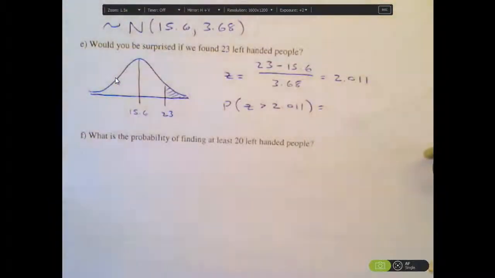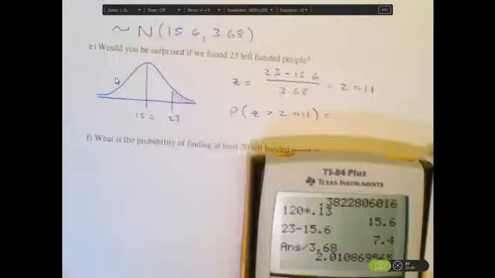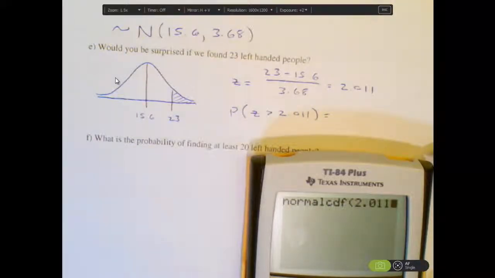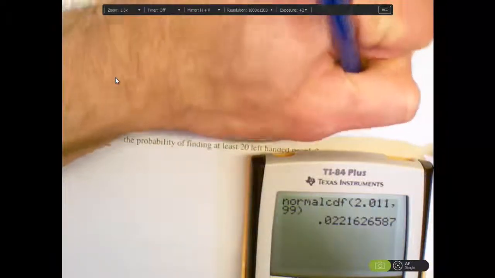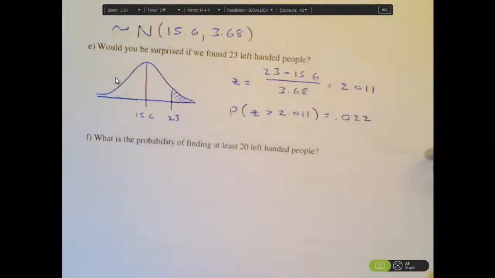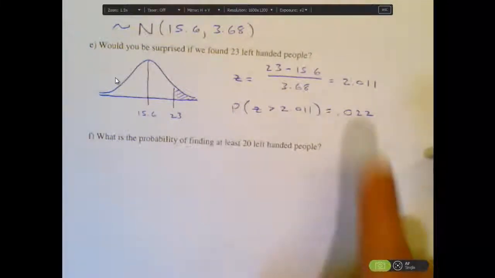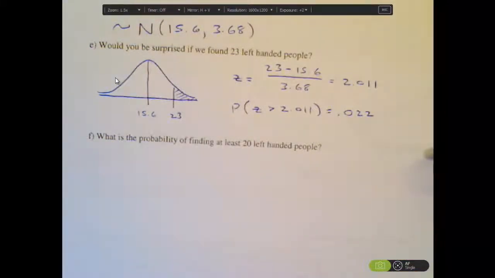Okay, if I do a normCDF in my calculator, and I do 2.011, comma 99, I have 0.022. So would I be surprised? Yes. Why? There's a 2.2% chance that I see 23 left-handed people out of 120 or more. So yes, that is pretty unusual because this is low. Think about a p-value. If it's less than 0.05, we consider it unusual. Same kind of idea here.